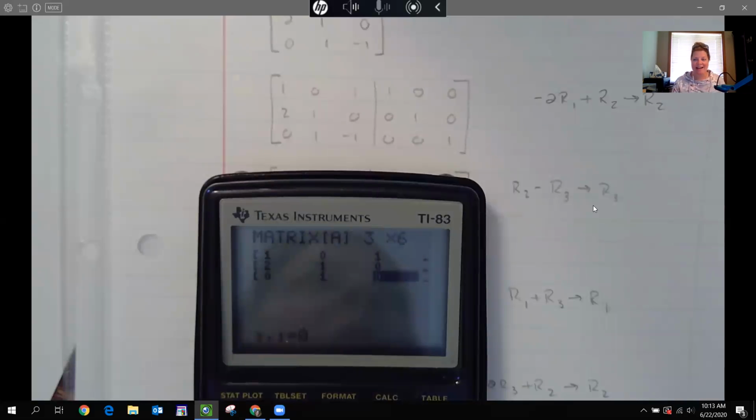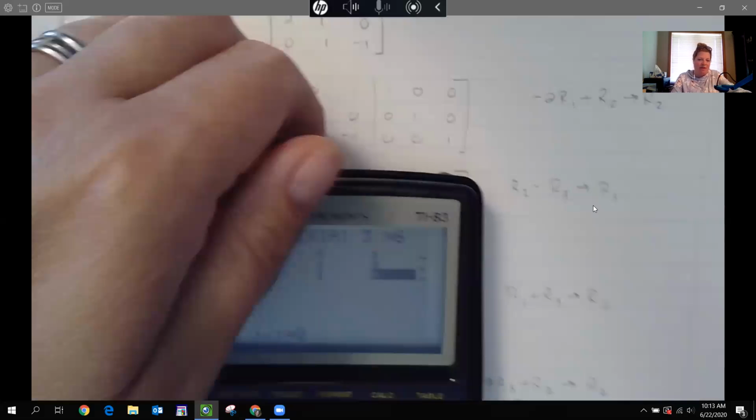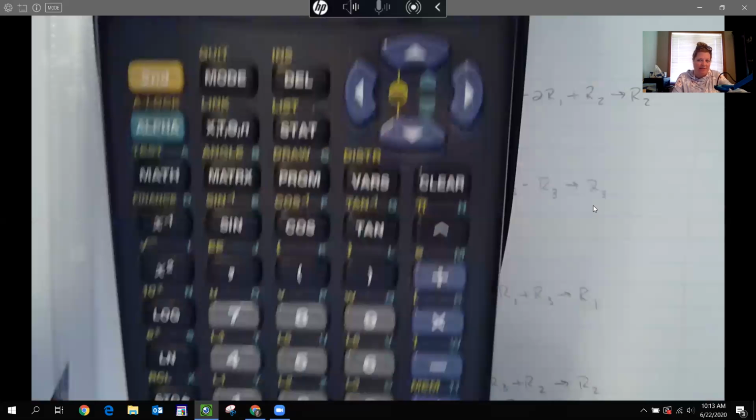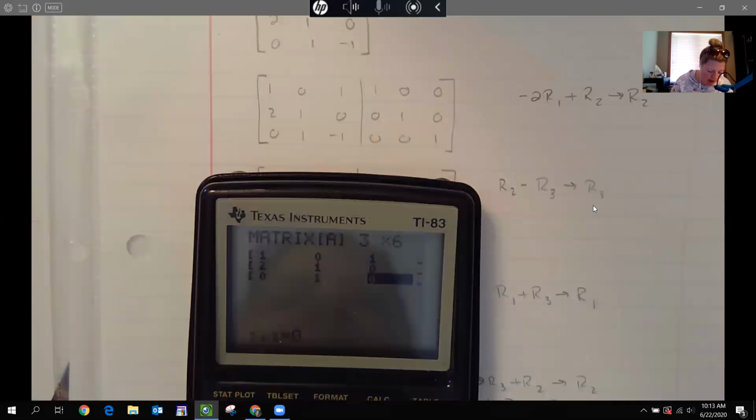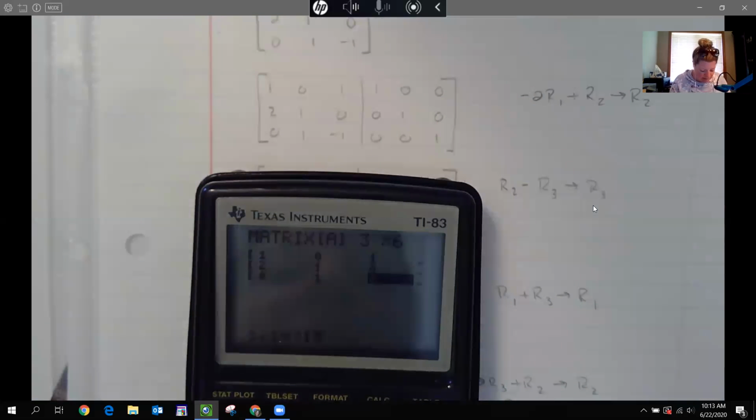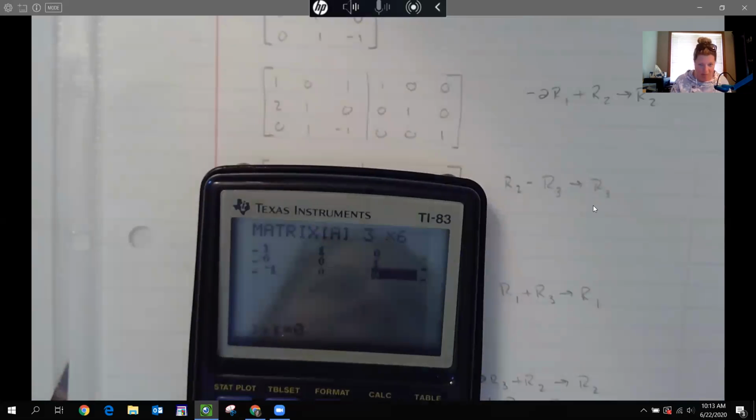Always use the negative button by the enter when you go to put in a negative, or you'll get an error and you'll get frustrated. Negative 1, 0, 0, 1. Double check you put it in right.